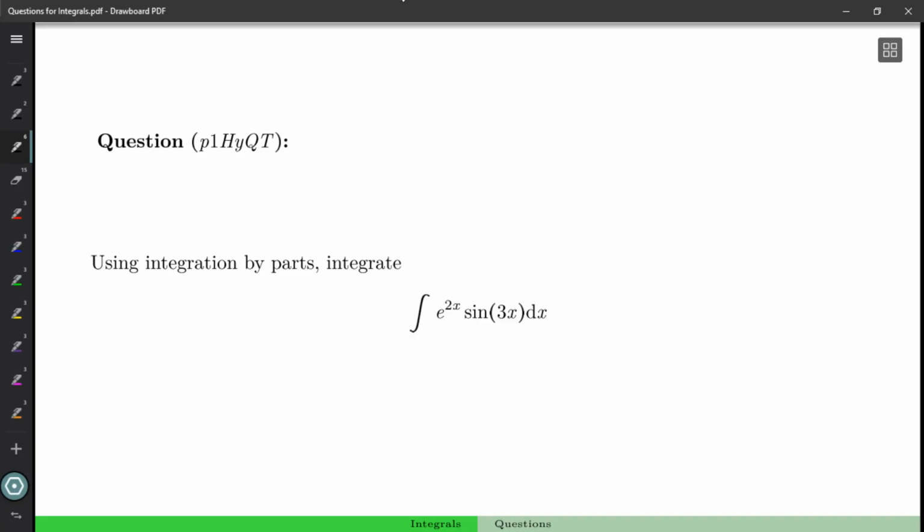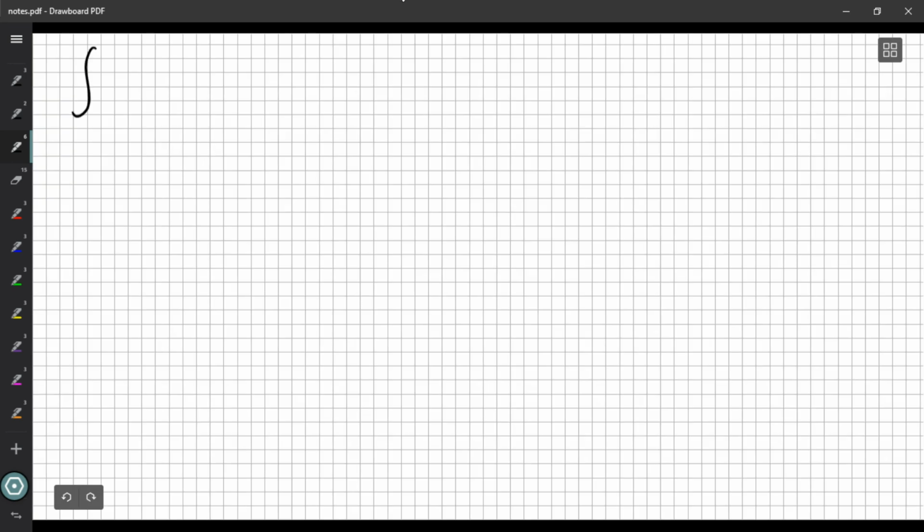Using integration by parts, integrate e to the 2x sine 3x. So e to the 2x sine 3x. Now they tell us to use integration by parts, so our first thing is, well, what parts do we choose? Usually if there's an exponential around, that's a great dv.